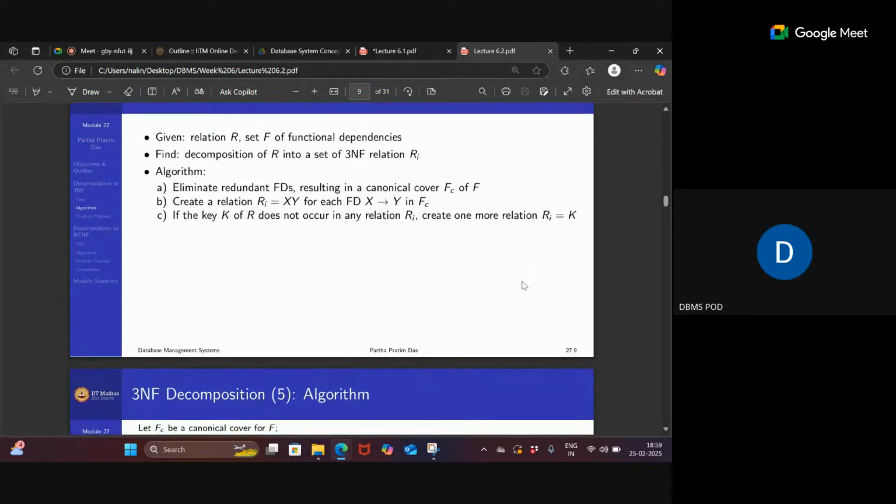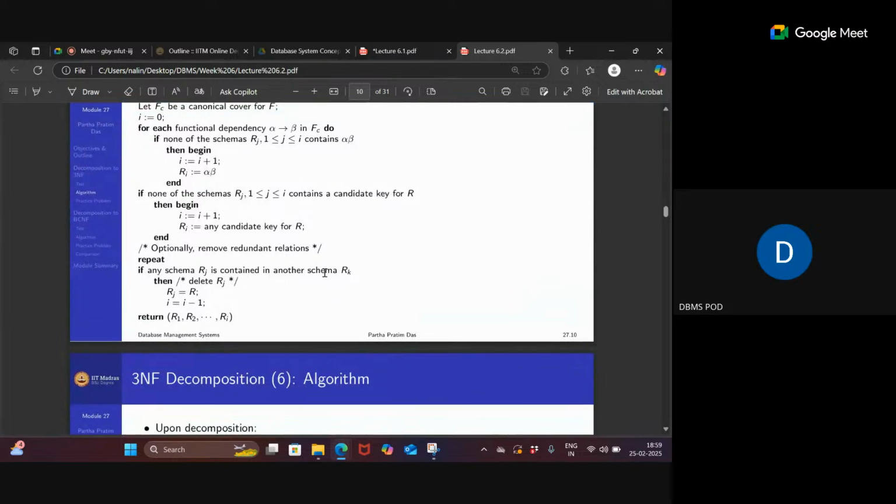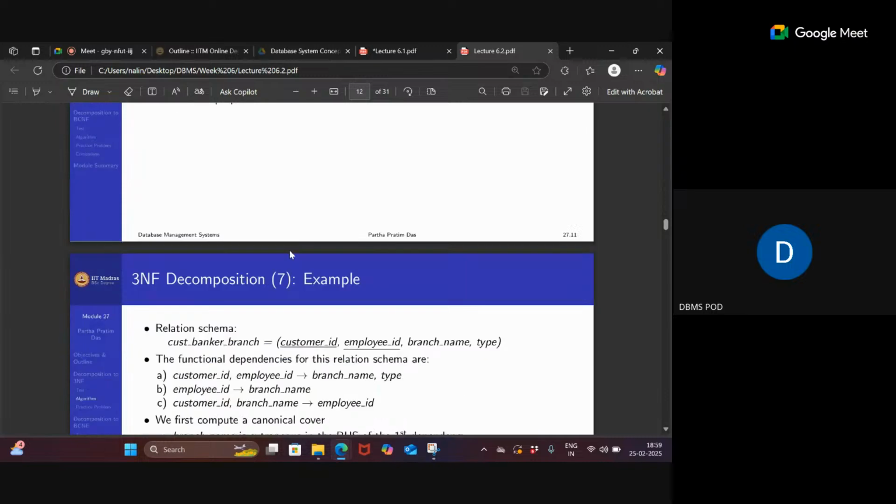So just find the FDs. After getting the canonical cover, we will get some functional dependencies. For each functional dependency, we can decompose that into one table. And if the key is not present in any table, we finally create a table for that key. That's all. The same thing is explained using this. Upon decomposition, we will get each relation schema. Each of our decomposed tables will be in 3NF, and this will be dependency preserving and lossless join.